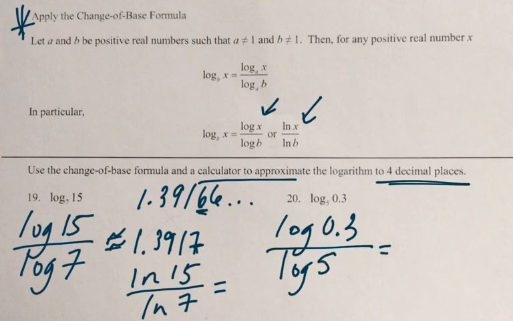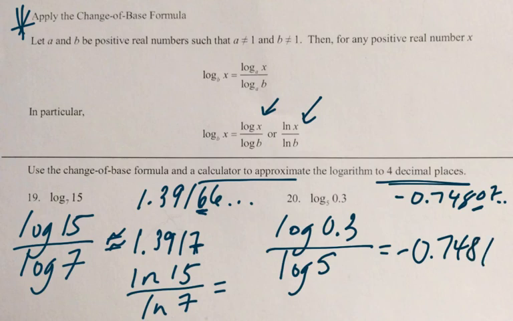When I do that and calculate it in the scientific calculator, we're going to get negative 0.74807, and it goes on. Okay. So I'm rounding to the fourth decimal place. That gives me negative 0.7481. So using the change of base formula is not difficult. It's extraordinarily helpful. And anytime you need to actually calculate a log, it's a good thing to know and make sure that you have down and have practiced many, many, many times.